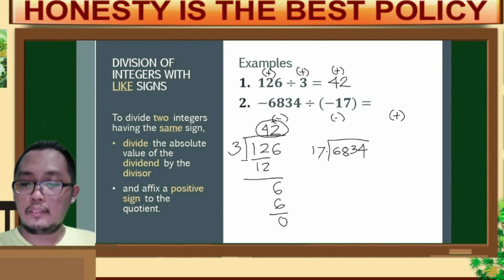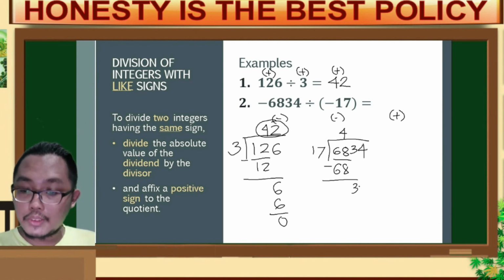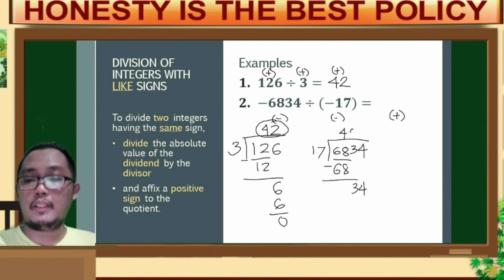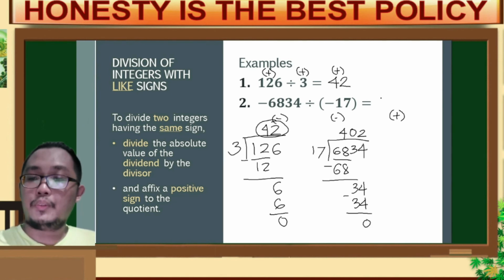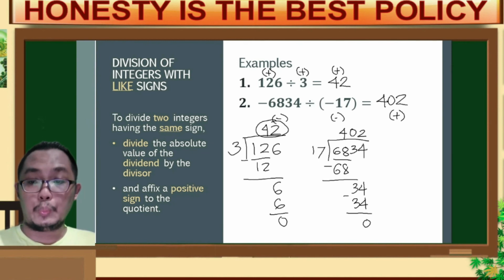So 6 divided by 17, obviously, cannot be. So taking these two together, we have 68 divided by 17. That should be 4. So let's check. We have 68. So the remainder, so there's no remainder. So bringing down the 3 together with the 4, so we have 34 divided by 17, this is equal to 2. Okay? So the answer would be a positive 402.